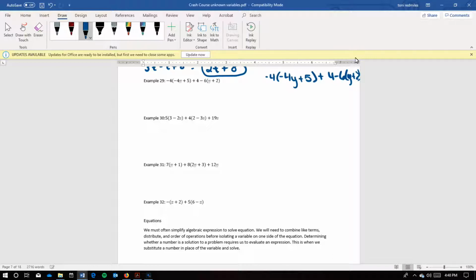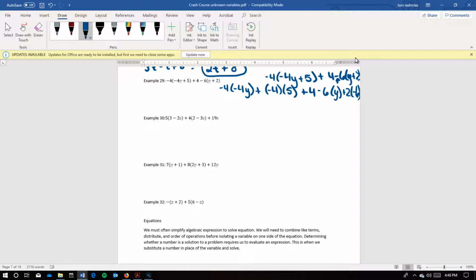Let's distribute. Negative 4 times negative 4y. Bring down my symbol. Negative 4 times 5. Plus 4. Negative 6. I've got to take that negative in front of the 6 when I distribute it through, so don't forget that. Negative 6 times y plus 2 times the negative 6. Cannot forget that negative 6.